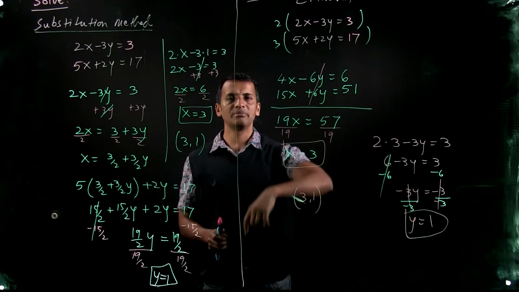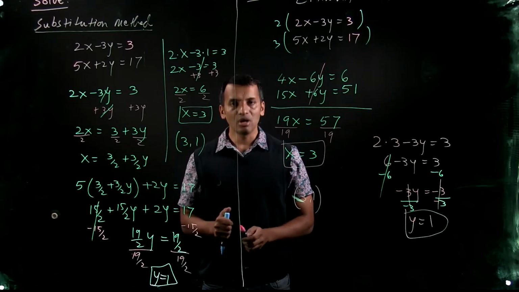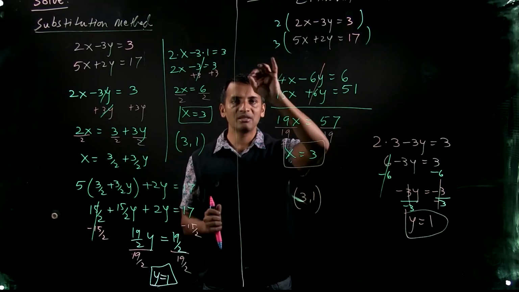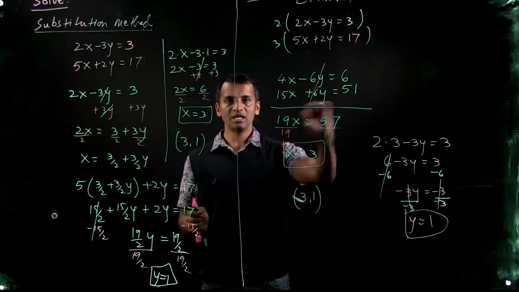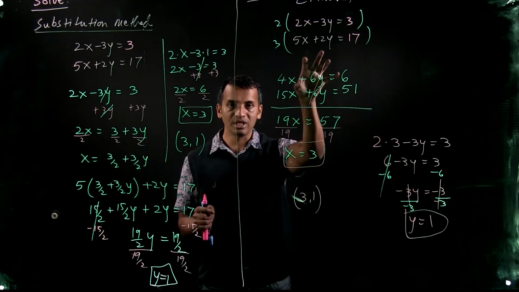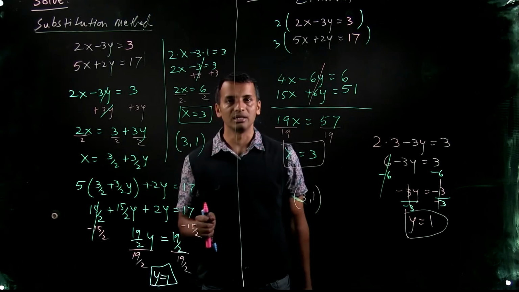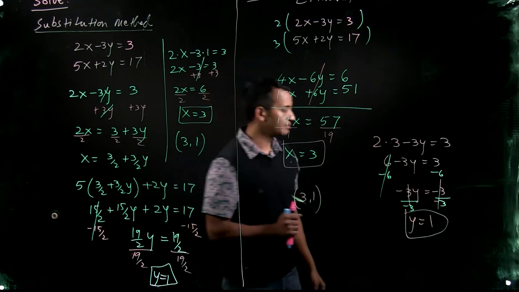So the idea is, in the elimination method, you try to cancel the x term or y term. If they are not equal to each other, you multiply the first equation by a number, the second equation by another number, and then get those terms equal with opposite signs. Okay, and then you can cancel. All right guys, thank you.